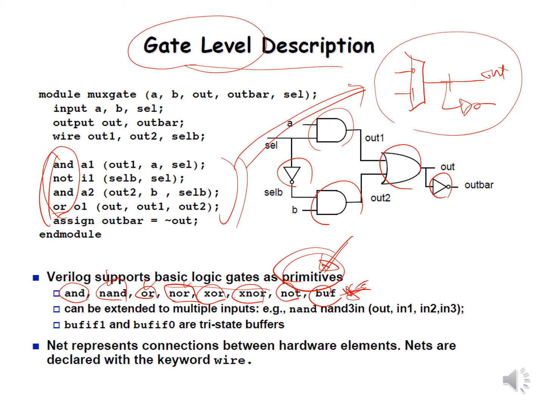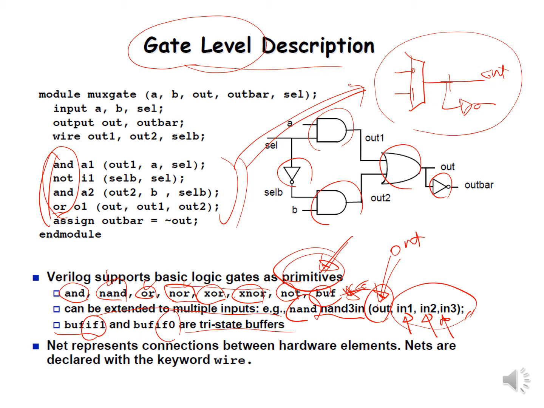This kind of logic gate can be extended to multiple inputs, like a 3-input NAND. If you specify the output first, and then specify the inputs like that, it will automatically recognize that the first one is the output and the rest of them are the inputs. bufif1 and bufif0 are the tri-state buffers. So you can use many definitions of primitive functions.